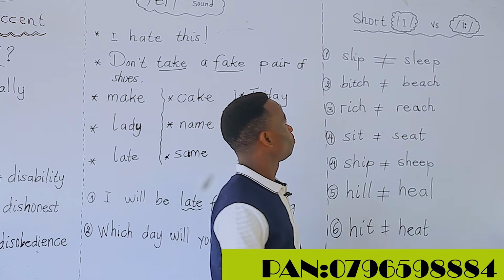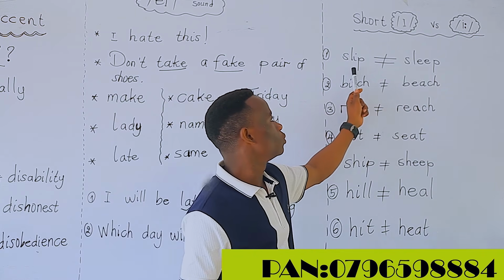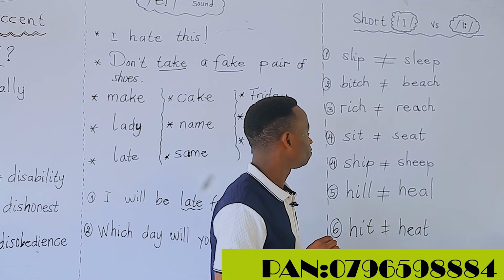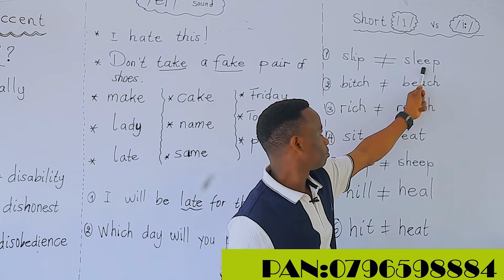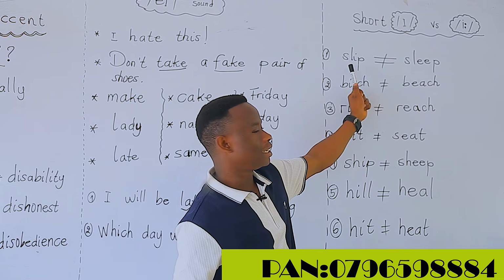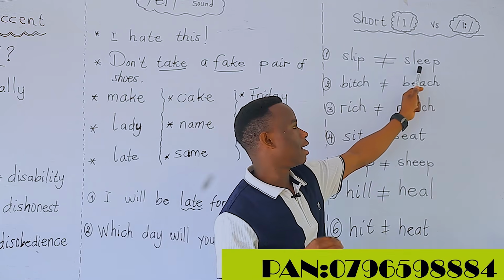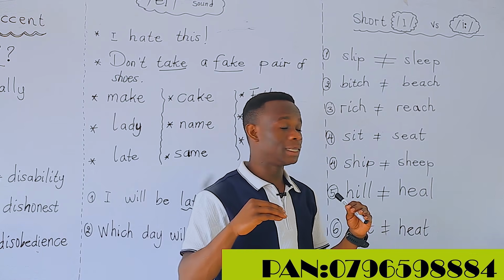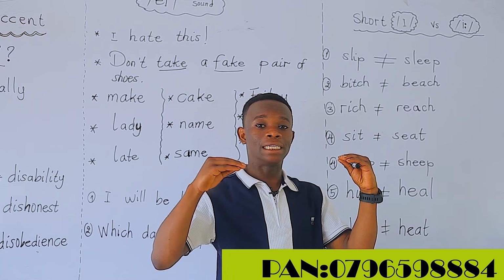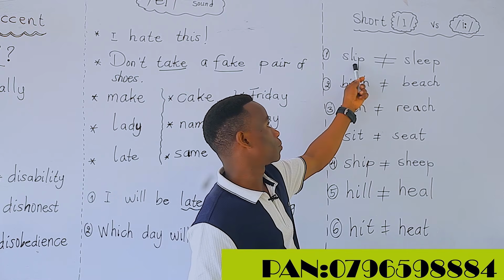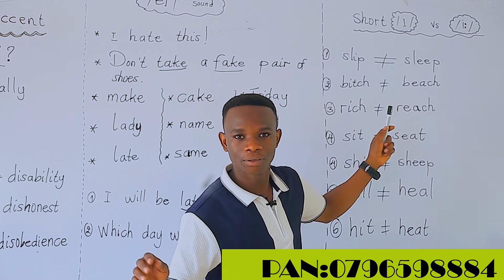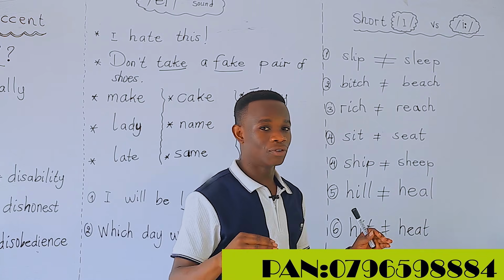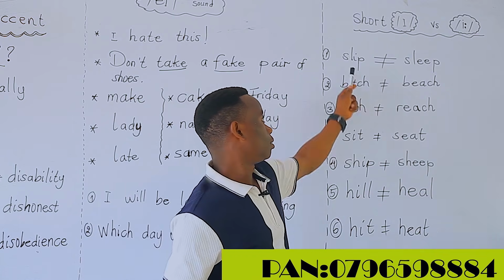This is what I say. Do you really know how to read these two words differently? Can you try? This is a short i, and this is a long ee. It's prolonged. Even when you say it, you can see that your mouth actually delays, different from this one. So, slip and sleep. Slip, sleep. There are two different words that you have to take care of.